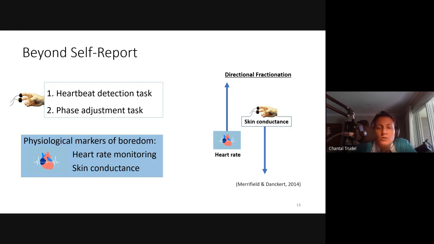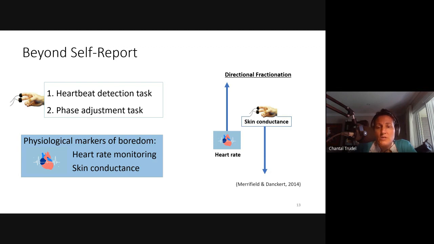And in this task, we will record the participant's heartbeat and play it back to them. So it'd be like a metronome almost, and then they will be able to change the pace of that metronome faster or slower, and to try to match their actual heart rate. And then see if it matches as closely as possible. Additionally, we'll assess physiological markers of boredom. We'll be observing skin conductance and heart rate in participants.